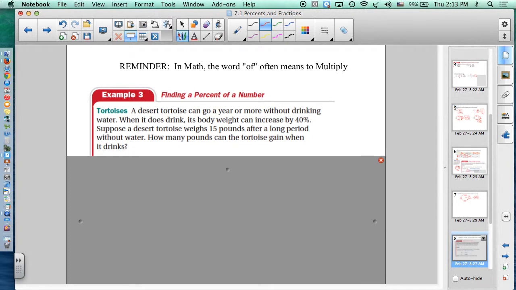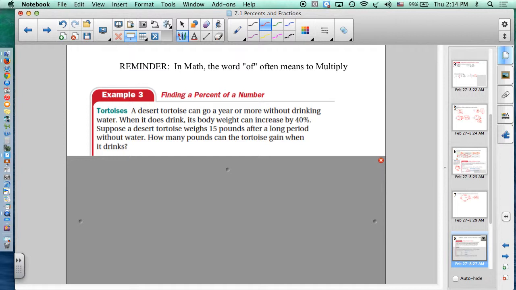So another way we can find the percent of a number would be by realizing what the word "of" means. In this case, we have a desert tortoise that can go a year or more without drinking water. But when it does drink, its body weight can increase by up to 40%. Suppose a desert tortoise weighs 15 pounds after a long period without water. How many pounds can the tortoise gain when it drinks?